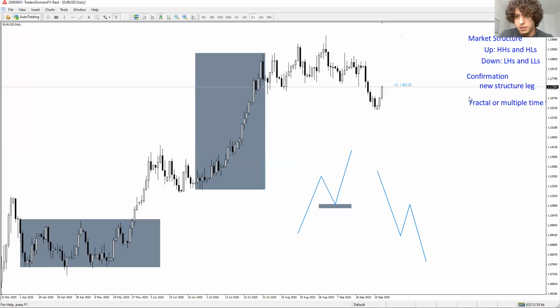So what I mean by fractal is, think of essentially a trend within a trend. Within this candle, you're going to see a bunch more zigzags. But before we cover that, let's go back to the new structure leg.